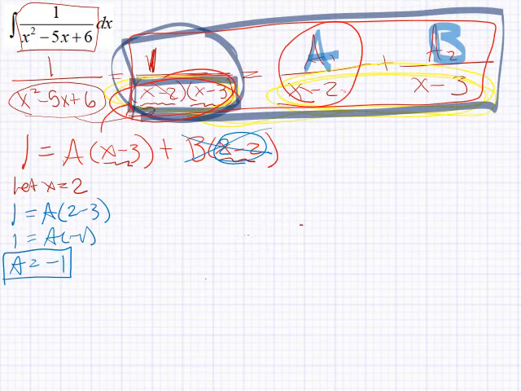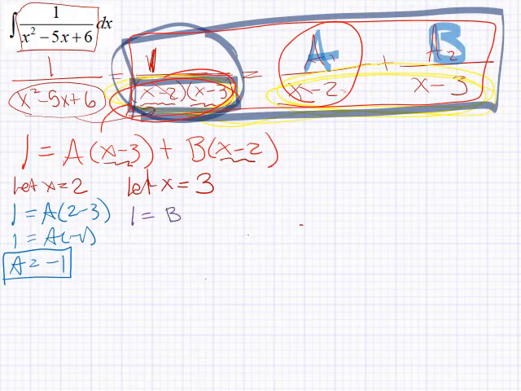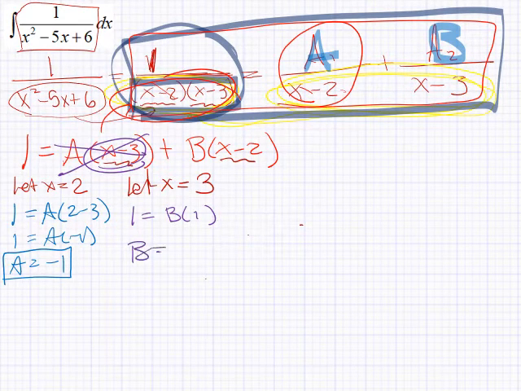And then I'm going to do that again by letting x equal 3. And so we would get 1 equals B times 1, because now this is going to equal 0, dropping this off. And this tells me that B equals 1.